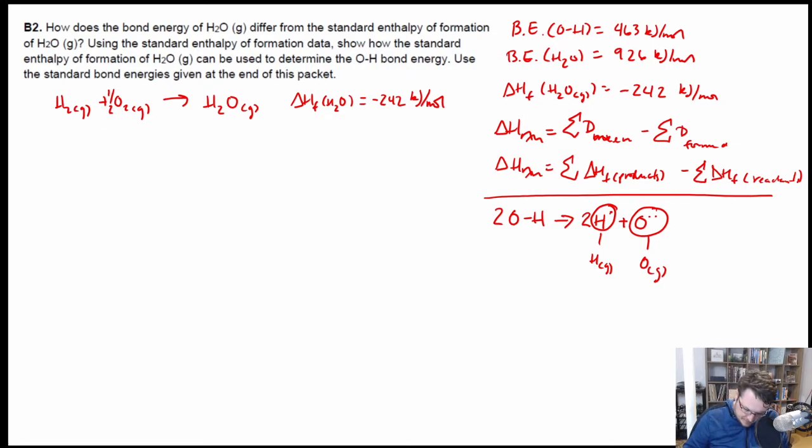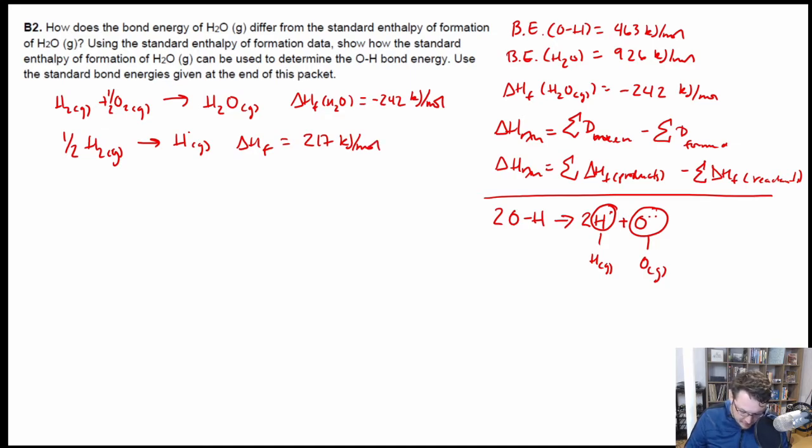And so if we write out what those reactions look like, what we have in this case is 1/2 H2 gas forming H dot gas. That has a delta H of formation of, what is it, 217 kilojoules per mole.